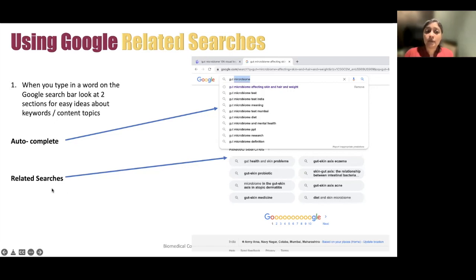Right? Now, another section we could look at is related searches, which is at the end of your search page. Here is again a really good idea for your long tail keywords because these are keywords that people are looking for: gut health and skin problems, gut skin probiotic, diet and skin microbiome, gut skin axis. So you would find a lot of ideas or a lot of ways to incorporate these words in your content.